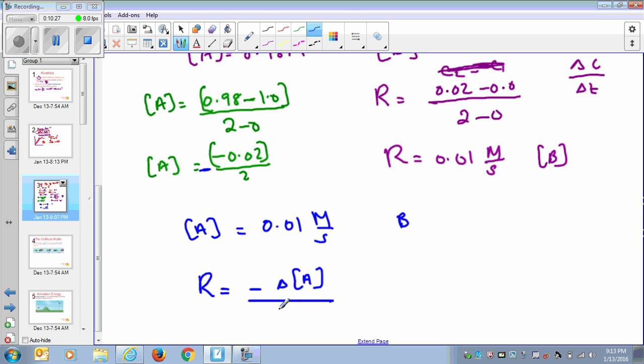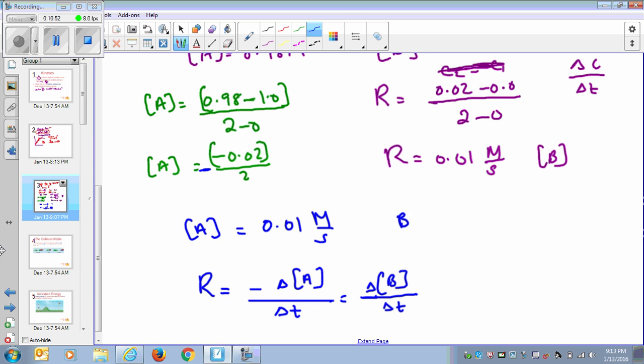over delta T, which is equal to the change in concentration of B over delta T, all right? So this is how we calculate the rate of reaction. We can have different examples to do this, and we could even practice it in the class.